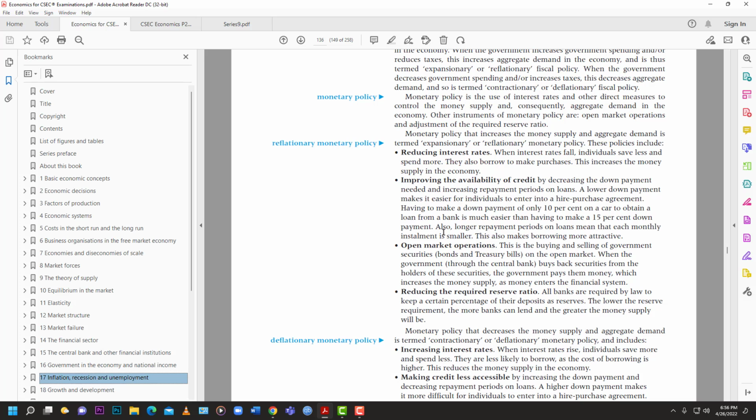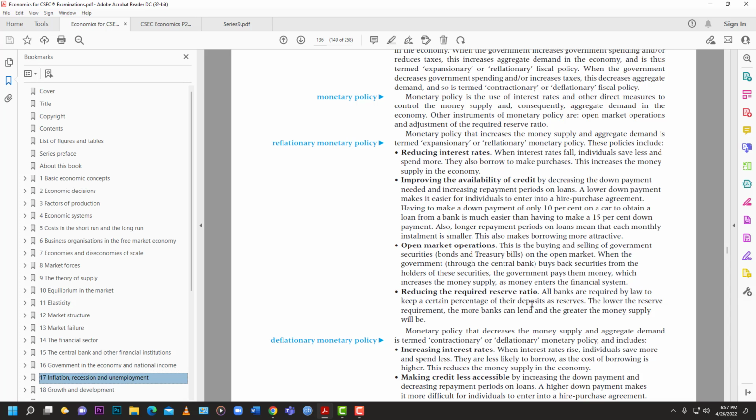Next one, reducing the required reserve ratio. Remember, we look at the requirement ratio. We said that every single commercial bank must keep back some of their monies. They cannot lend out all the money. They must keep some of the money with the central bank. The central bank tells them you must keep back, let's say, 10%, 5%, 50% of your deposits. Now, if the government wants to increase the money supply, what they will do is lower the amount of money the banks are required to keep. So when they lower that, the banks have more leeway for lending. So more money to lend.